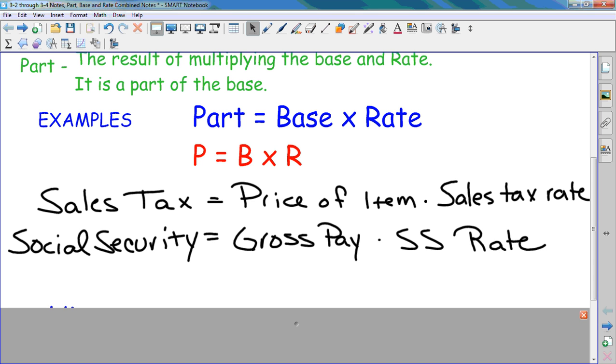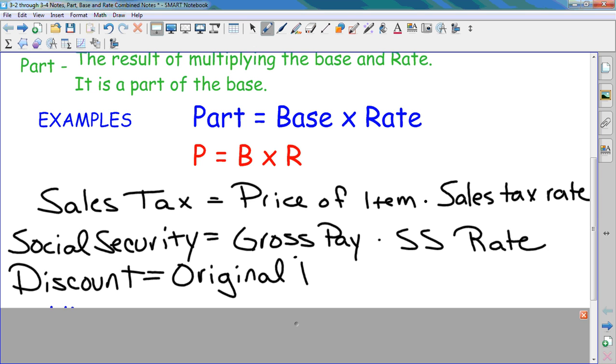How do you find out how much you take off? Sometimes it doesn't say. Okay, the discount equals the original price times the sales rate, or if you want to put the discount rate, whatever. It's the percent off, 30% off, 15% off, 20% off, 75% off. Those are my favorite sales.